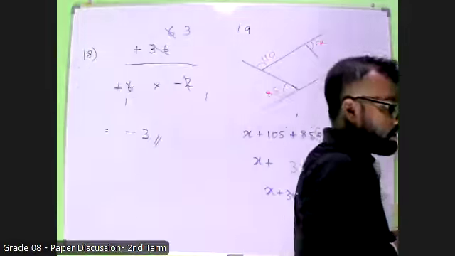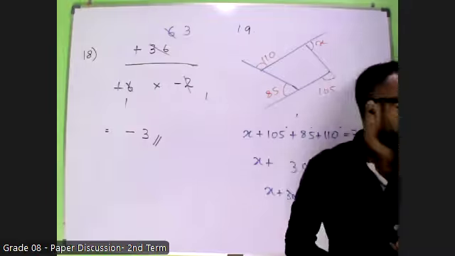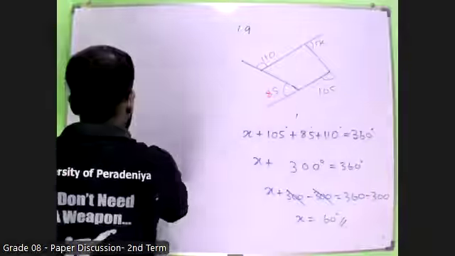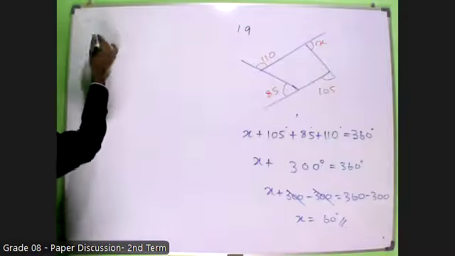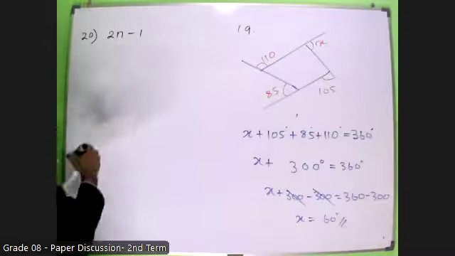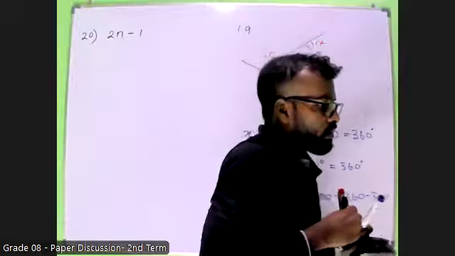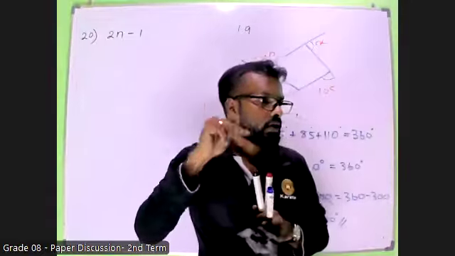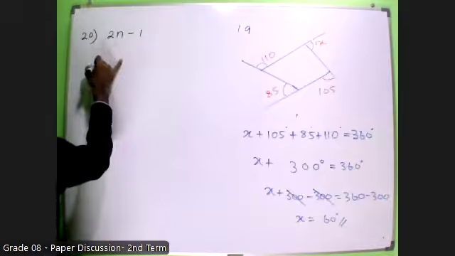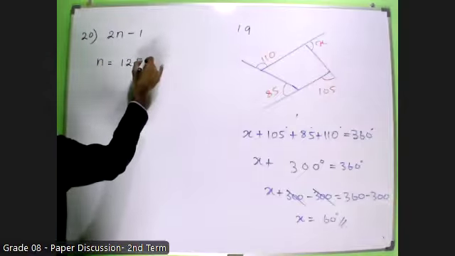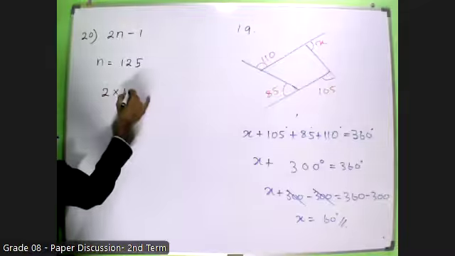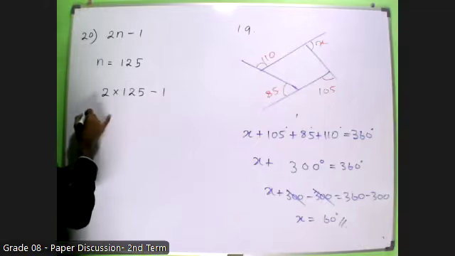Yes. Right. 20th one. General term of a number pattern is 2n minus 1. Right? Find the 125th term of that number pattern. How do you find? 125th term. So n should be equal to 125. So substitute in here. Instead of n, you have to substitute 125. 2 times 125 minus 1. This is very easy.